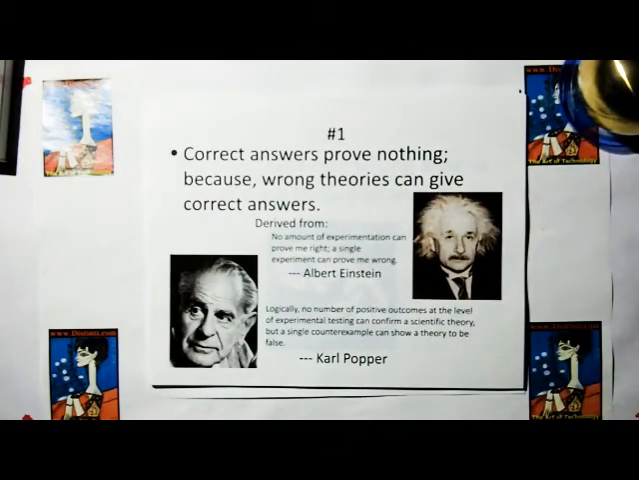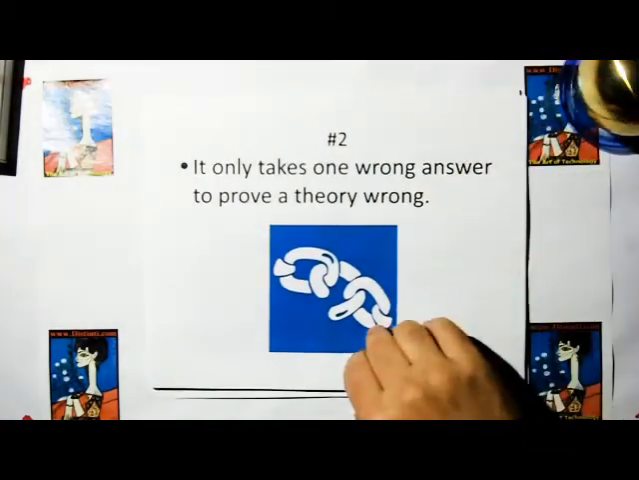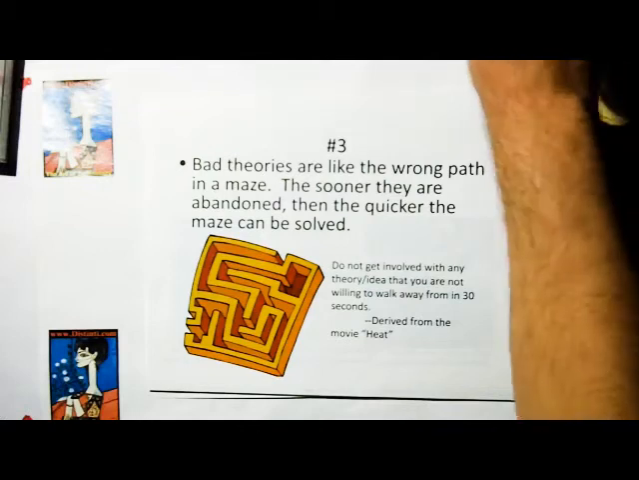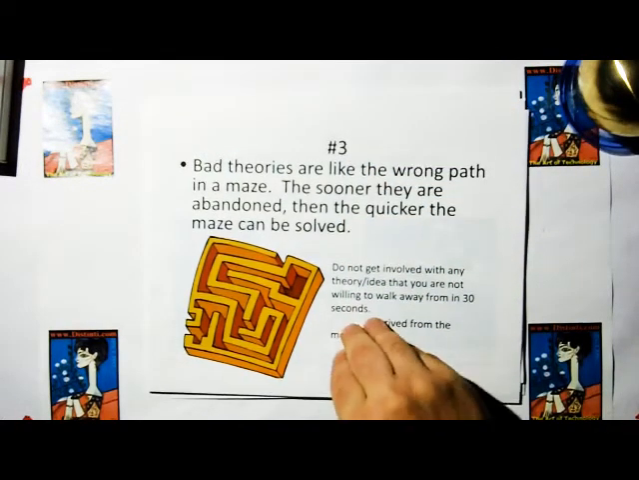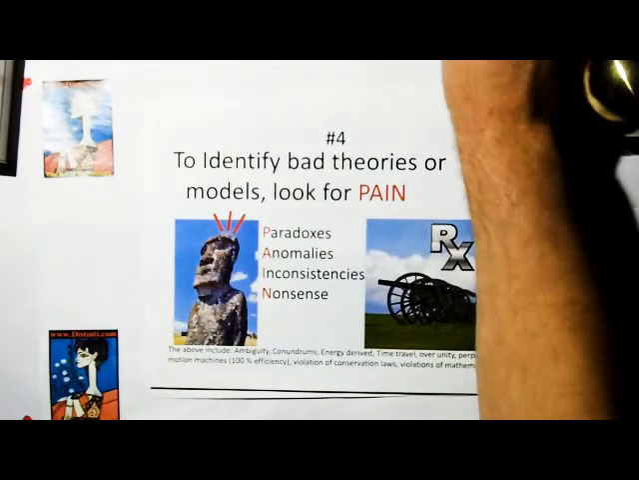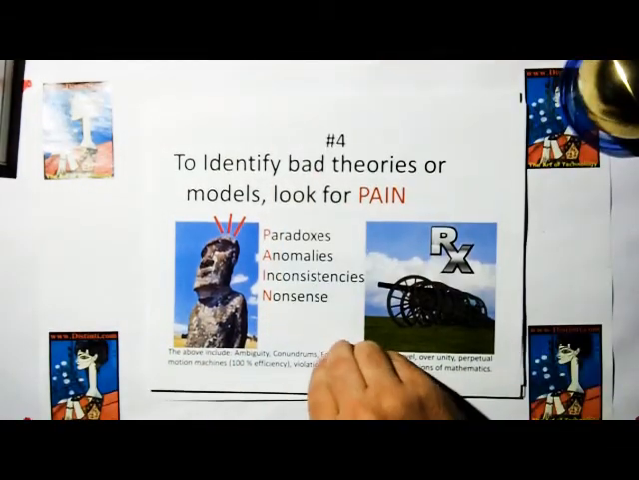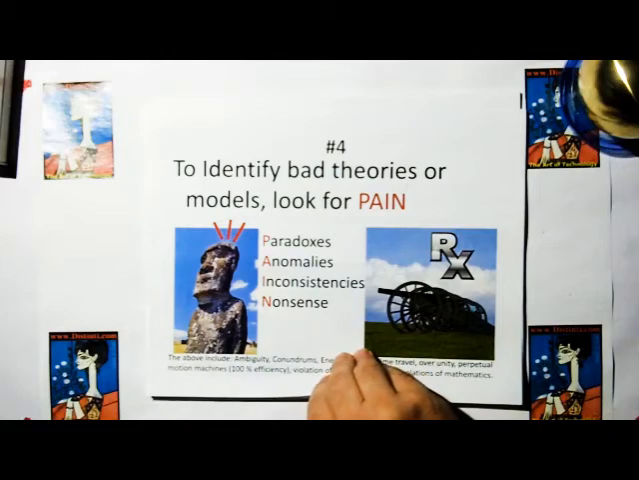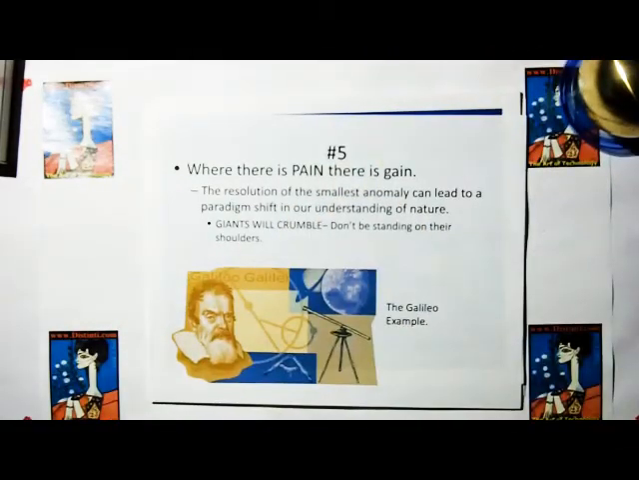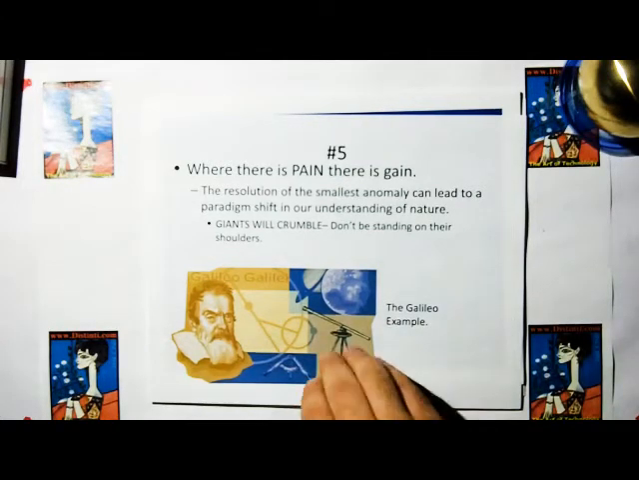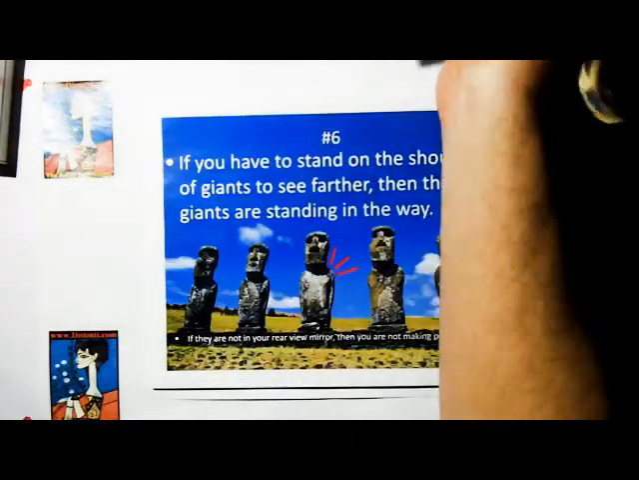Number one, correct answers prove nothing, because wrong theories can give correct answers too. Number two, it only takes one wrong answer to prove a theory wrong. That's based on number one. Number three, bad theories are like the wrong path in a maze. The sooner they are abandoned, the quicker the maze can be solved. We identify bad theories or models. We look for pain, paradoxes, anomalies, inconsistencies, and nonsense. Number five, where there's pain, there is gain. If you go after the anomalies, you'll find interesting things about science you never knew. And those are going to be showing up in some of the next videos.